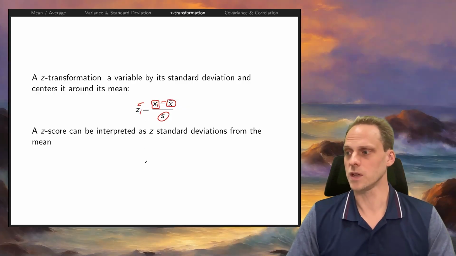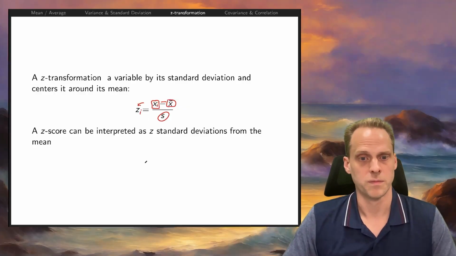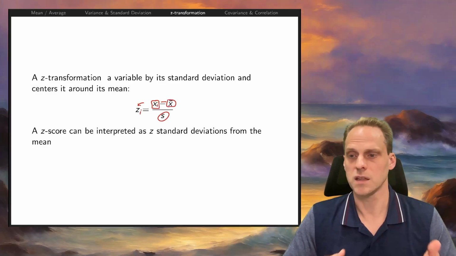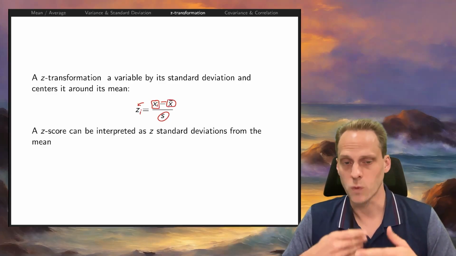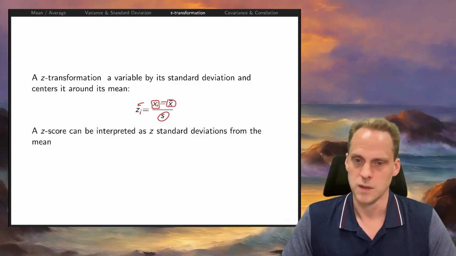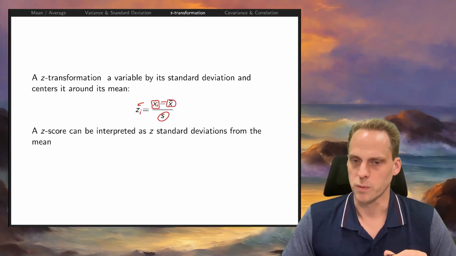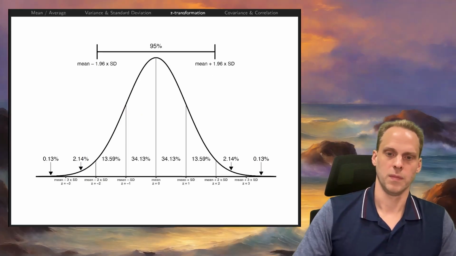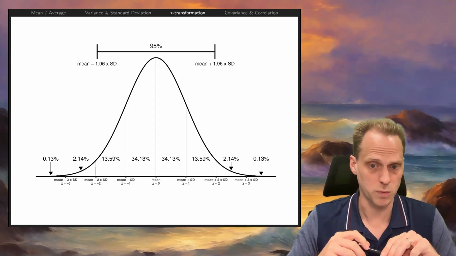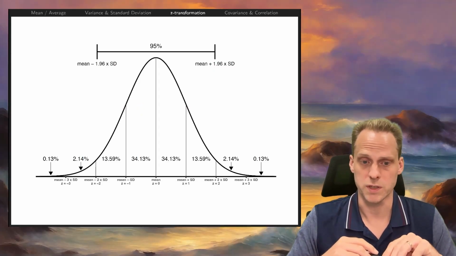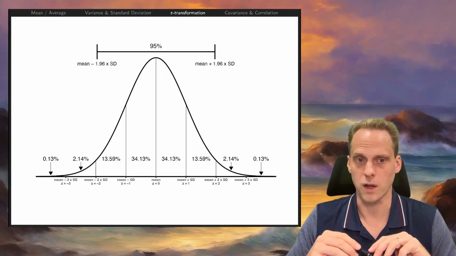So this means we can interpret the Z score as being Z standard deviations from the mean. If I have a Z score of 1, it means I'm 1 standard deviation above the mean. And that makes it really interpretable. Especially if we can assume a normal distribution. Because if we can assume a normal distribution, when we know the Z scores, we already know quite a lot.